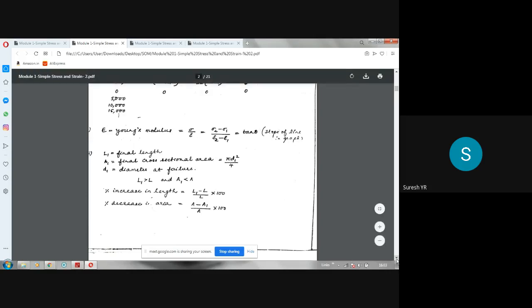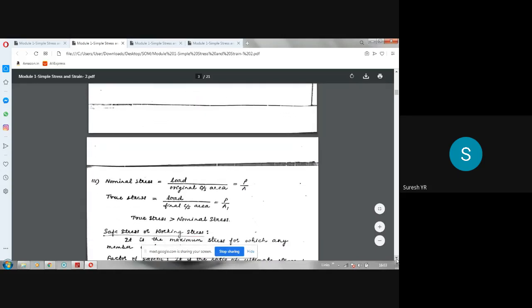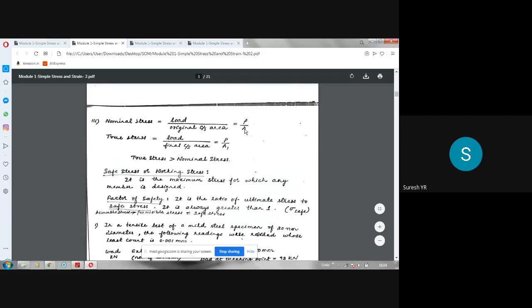They are the things they may ask, and they may ask you to find ultimate stress, breaking stress, all those things. Naturally it is given by the corresponding load divided by the area. Ultimate stress is nothing but ultimate load divided by initial cross-sectional area. Breaking stress, or failure stress, is nothing but failure load divided by the initial area. There are two stresses that are defined, nominal and true stress. Nominal stress means load divided by initial or original cross-sectional area, whereas true stress is the load divided by final cross-sectional area. So true stress is always greater than nominal stress because A1 is less than A.